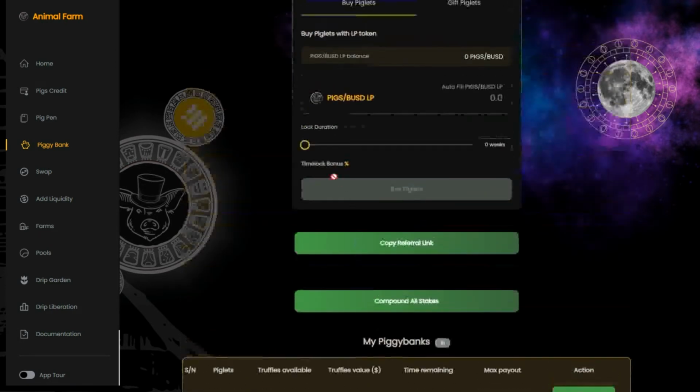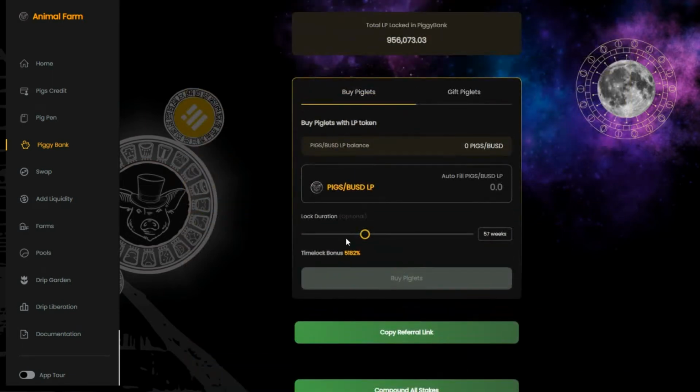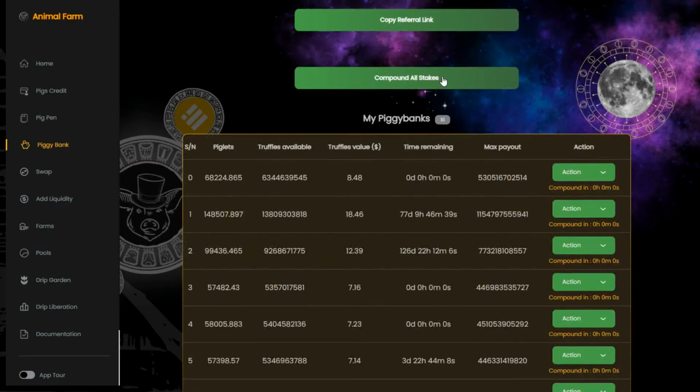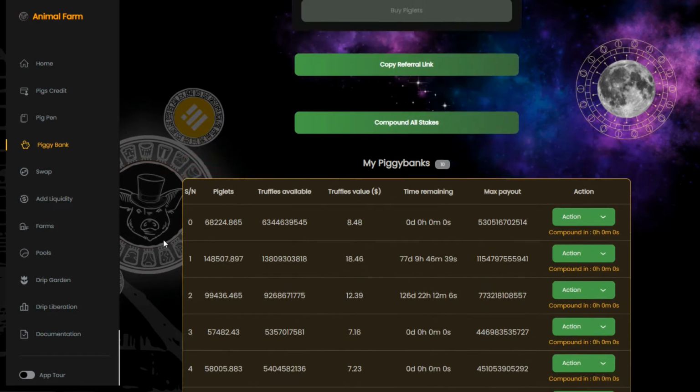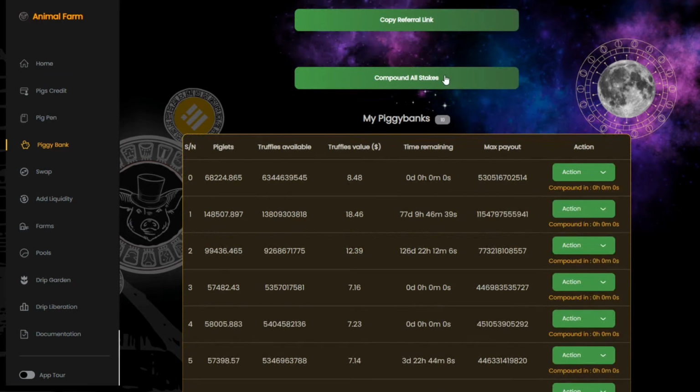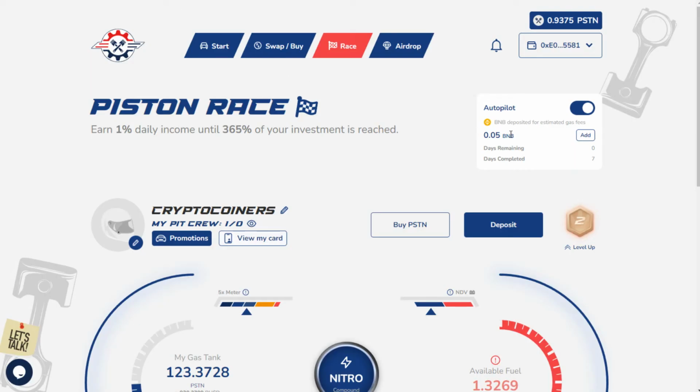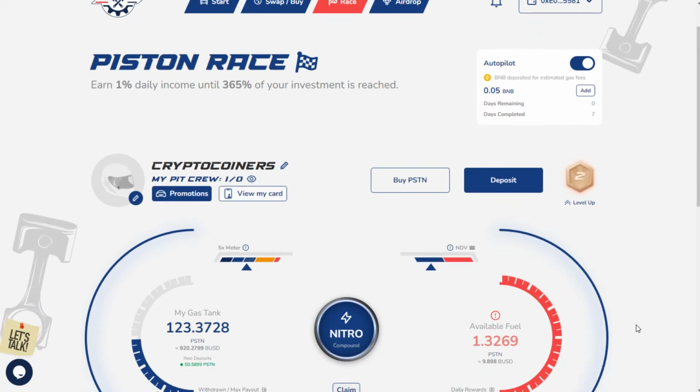If you move the slider to the right, you can see how much bonus tokens you will receive. The longer you stake your tokens, the more you get. I also like the option to compound all my stakes at once. This is a time saver, but it would be even better if there was an auto-compounding tool, so I no longer have to come back to the website and click the Compound All Stakes button every day. Piston Race has an auto-compounder, which is very handy, especially if you don't have time to check the website every hour.